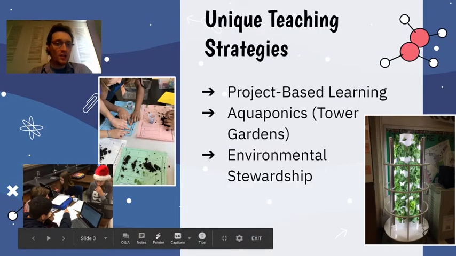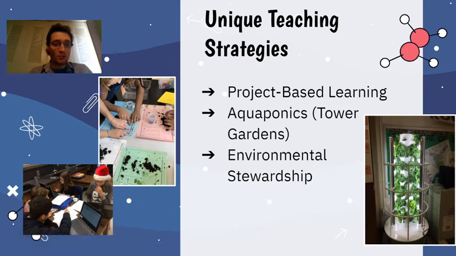We have some unique teaching strategies that we adopt at Rocky Run. One of them is project-based learning. The approach that we take in Life Science 7 is a project-based approach, where we essentially give students a problem or a project that they need to build and design, and then the students have to find out information or use the information that they've been taught to create a product at the end of a unit that solves a specific problem.